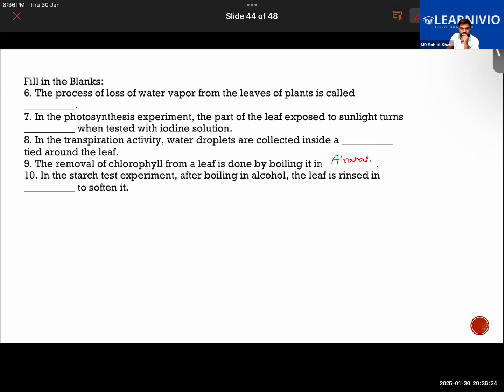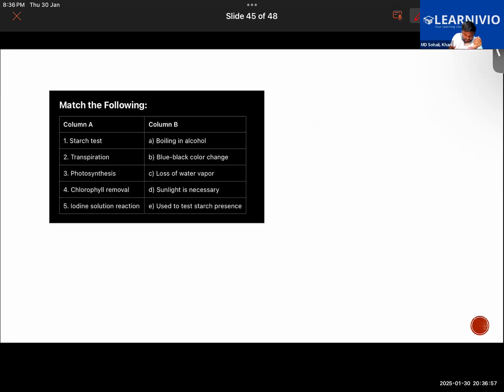In the starch test experiment, after boiling in alcohol, the leaf is rinsed in dash to soften it. Rinsed in water. Obviously in water. Good. To make it soft.